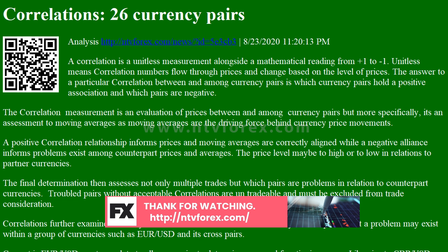AUD NZD vs USD: AUD NZD vs USD CAD 94%, AUD NZD vs USD JPY 97%, AUD NZD vs USD CHF 97%. EUR NZD vs USD: EUR NZD vs USD CAD 84%, EUR NZD vs USD JPY 81%, EUR NZD vs USD CHF 62%. Current EUR NZD to EUR USD correlates 83% and EUR NZD correlates 62% to USD CHF.